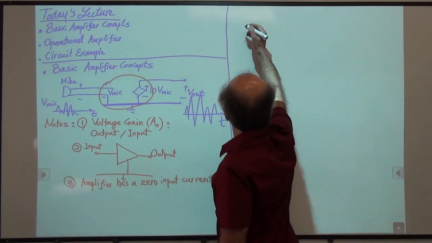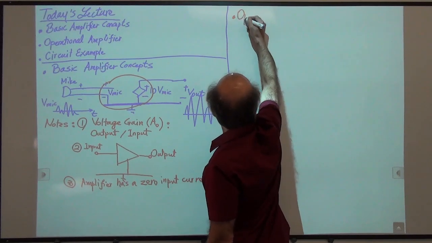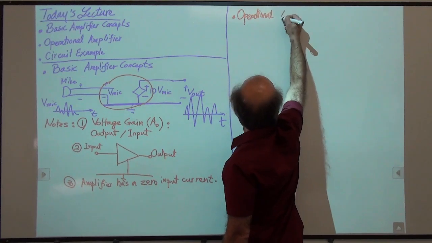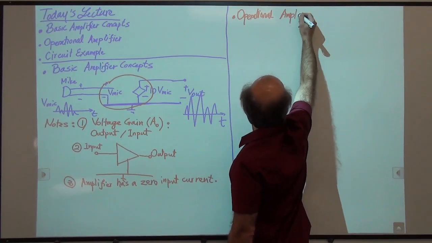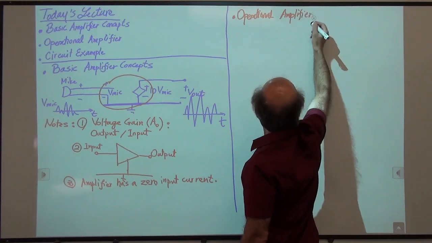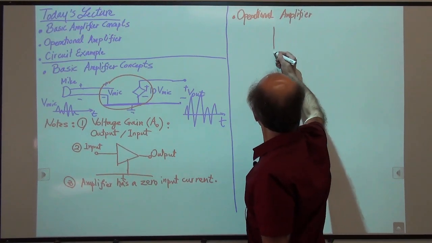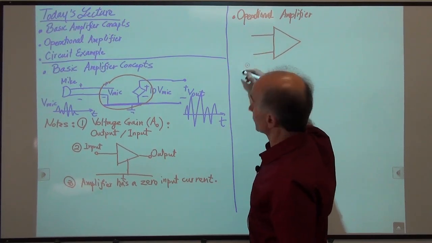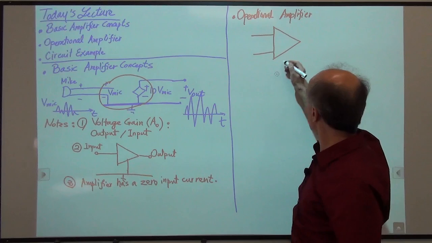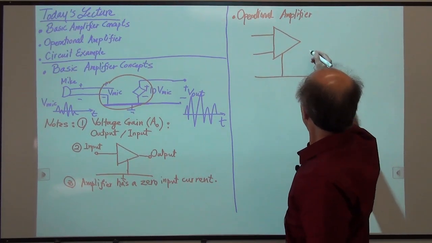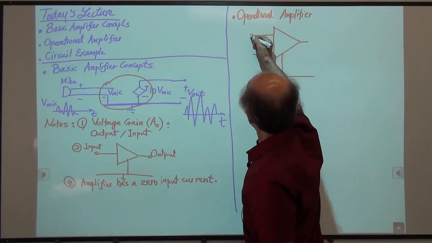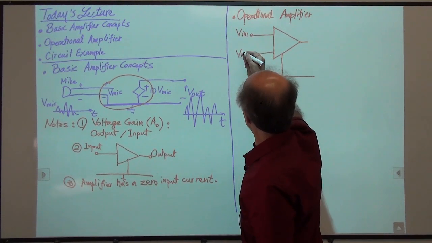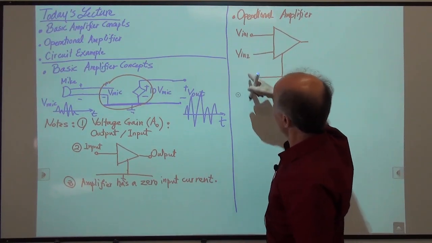So let's construct an op-amp. So here's an operational amplifier. The symbol is like this. We have a rectangle, but we have two inputs, not one. We still have our common ground, our reference point, and we have an input which we call V in 1, and another one which we call V in 2. Both of these are measured with respect to ground.